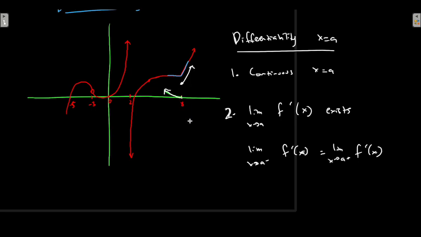Well, clearly, this is not continuous at all, right? The limit as x approaches 8 for the derivative function does not exist. Here we have this, and here we have this. So that means this is not differentiable at x equals 8. So all the points where it's not differentiable that we've noticed are x equals -3, x equals 2, and x equals 8.